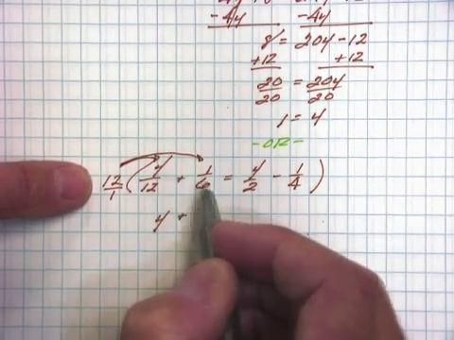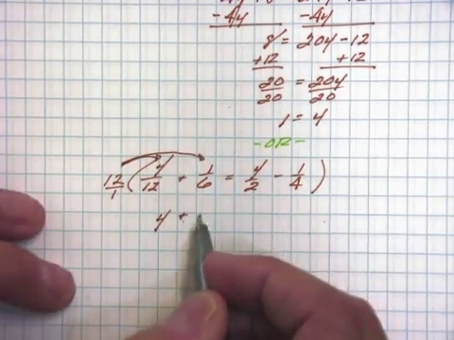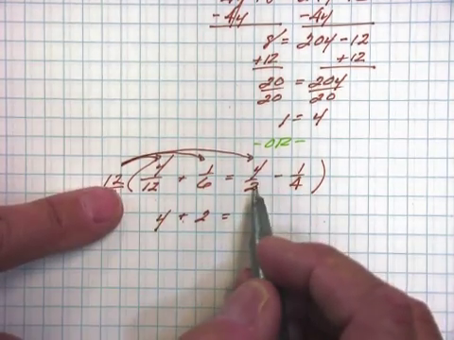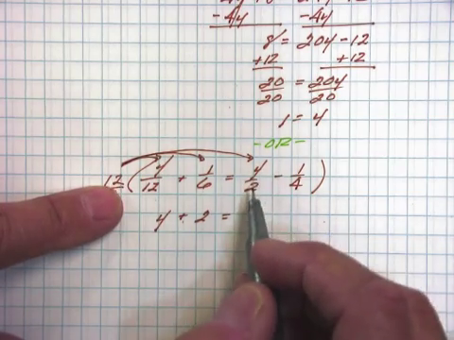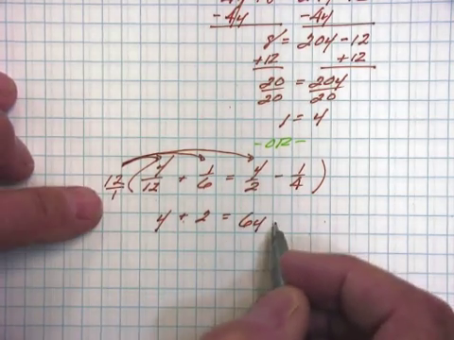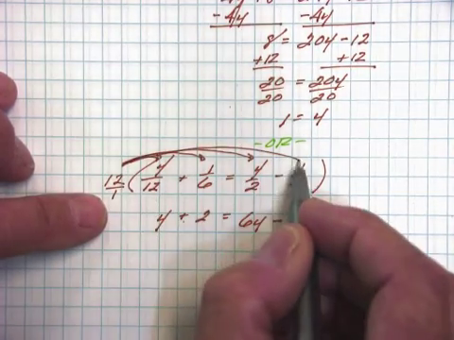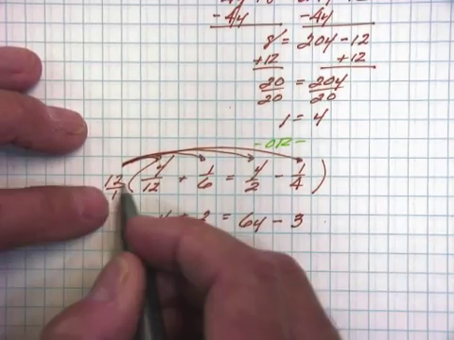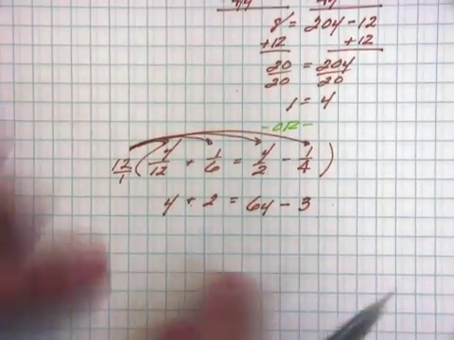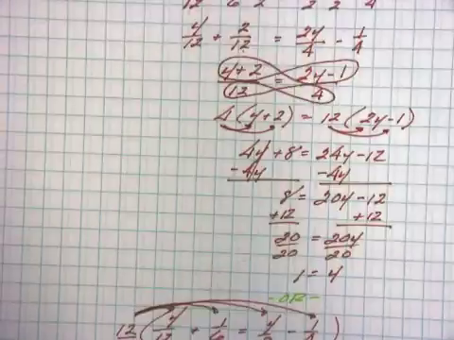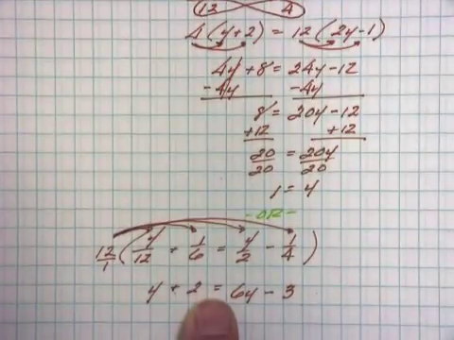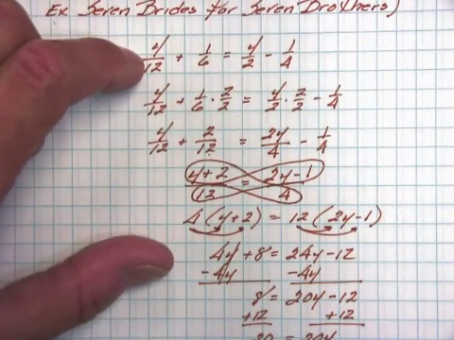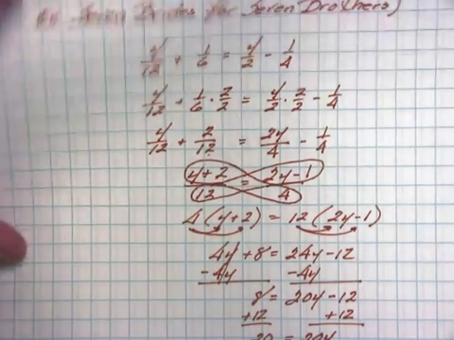Watch what happens. 12 times y over 12. Well, think of that as 12 over 1. 12 in the numerator, 12 in the denominator cancel, and I'm left with just y. Plus 12 times 1 over 6, well, that's 2, equals 12 times y over 2. Well, 12y over 2 is 6y minus, and 12 times a fourth would be 3, but that's a negative 3.